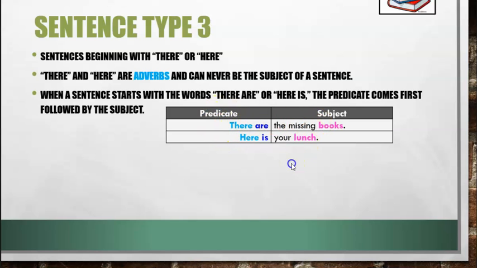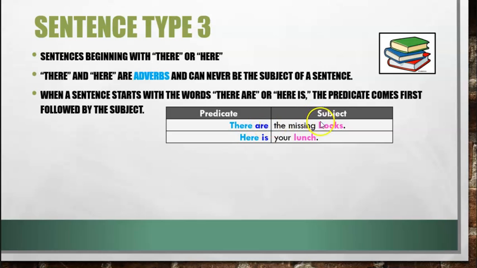There are the missing books. Here, books is our subject. The books are there. So there is your adverb, are is your verb. The missing describes books, so we would divide our sentence between are and the, with there and are being predicate, and the missing books being the subject. So yes, you literally have the verb and then the subject. We might label it, are and books, VS.